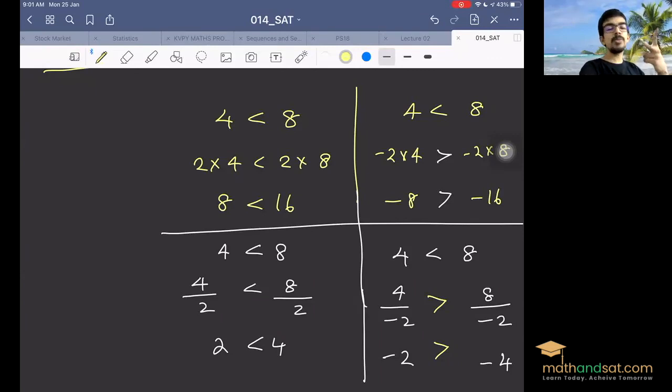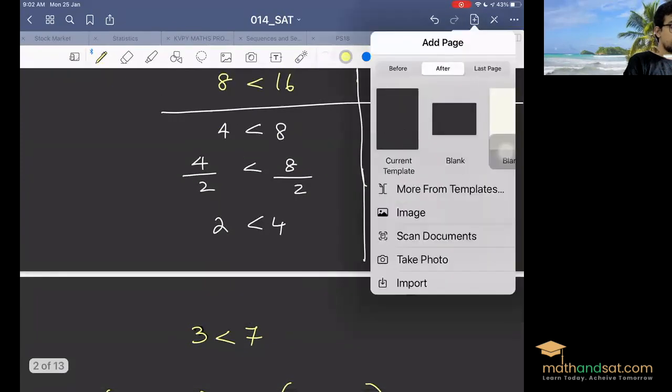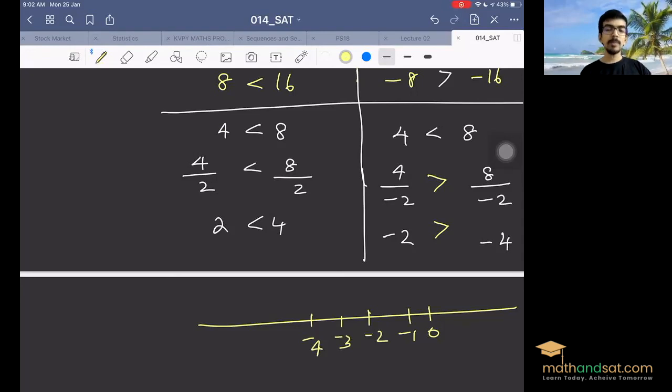Do not get confused with the signs, greater than, less than. For the number line, it is easy to remember because the numbers on the left side are smaller. When you compare minus 2 and minus 4, you have 0 here, minus 1, minus 2, minus 3, minus 4. The smaller number is minus 4.